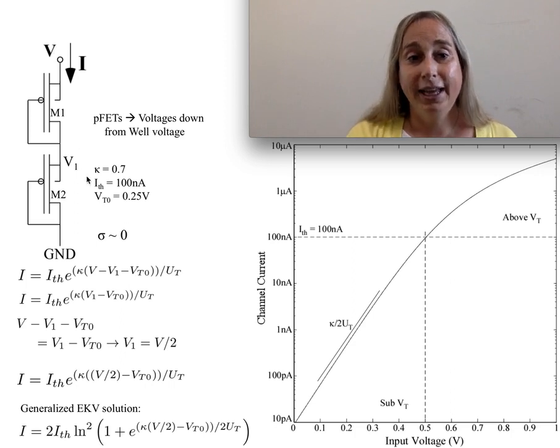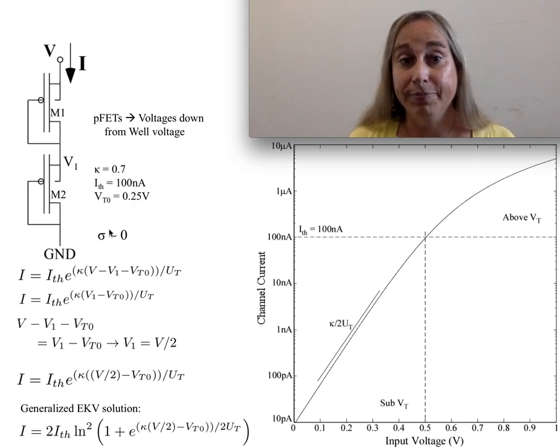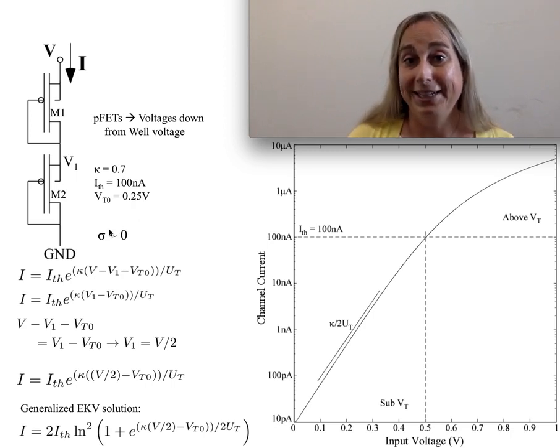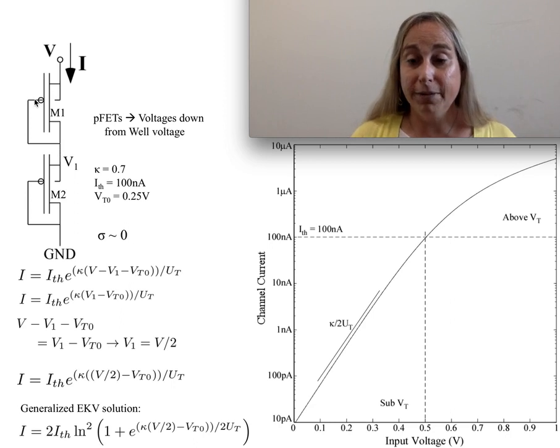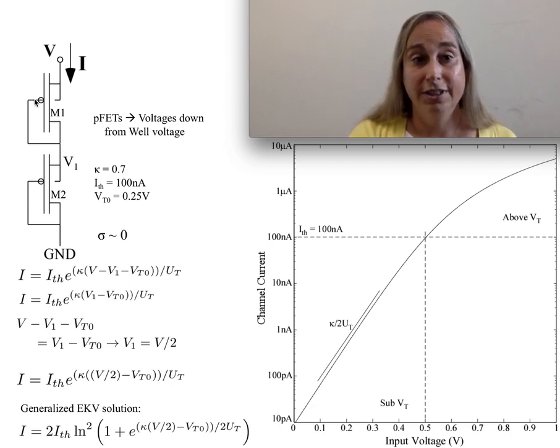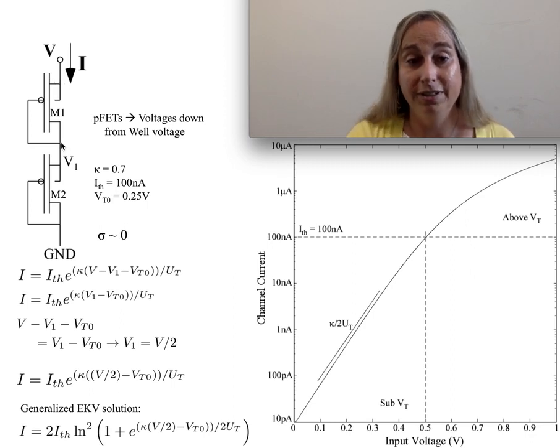Okay. We have a number of parameters, and we're not going to worry about sigma in this particular case, or the channel length modulation. So what are we doing next? Well, again, these are pFETs. Remember, pFETs are voltages down from the well. So the well voltage is here, going down to where the gate is, and the gate voltage should be subtracted down from the well voltage. In this case, the gate voltage is V1, and that's where you get this current.